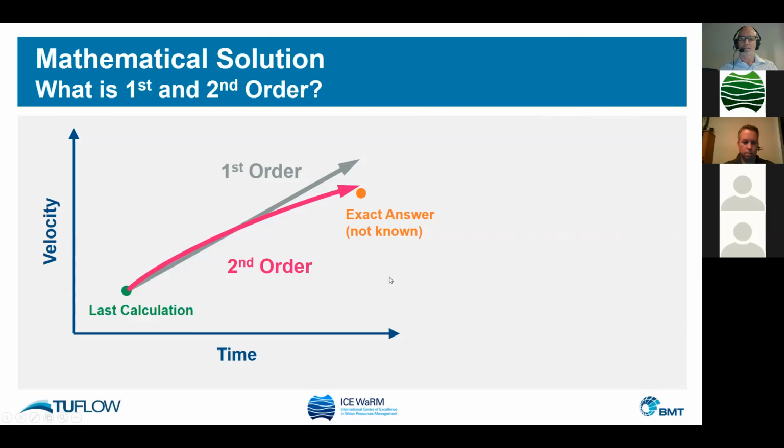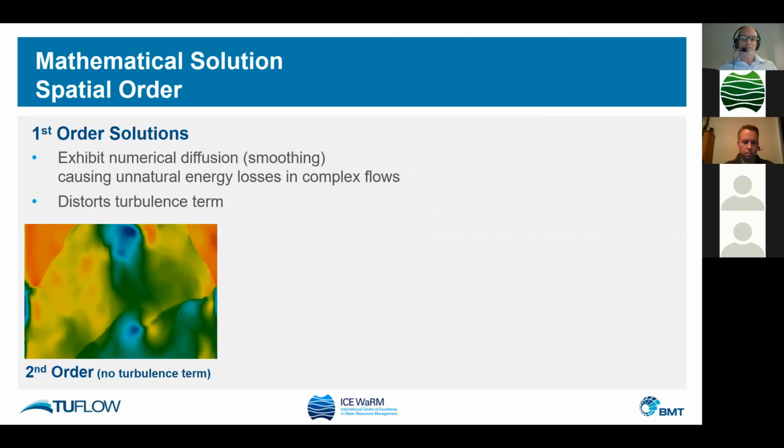The consequence of this is that that error that's created can cause numerical diffusion, which, if I were to have a layperson's term of that, it would be a rounding or blurring of results. So first order solutions tend to exhibit that numerical diffusion.